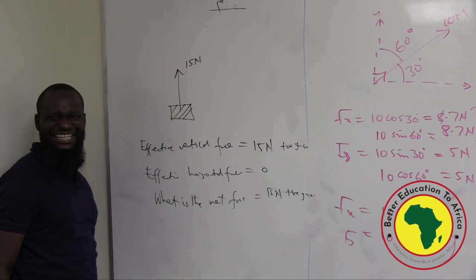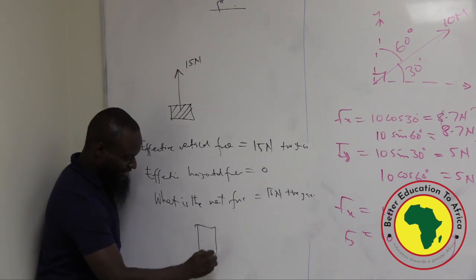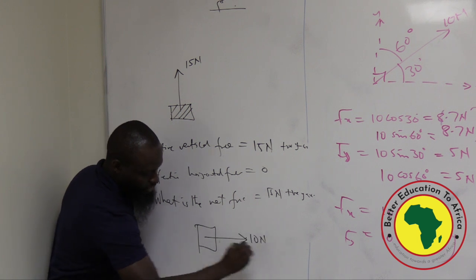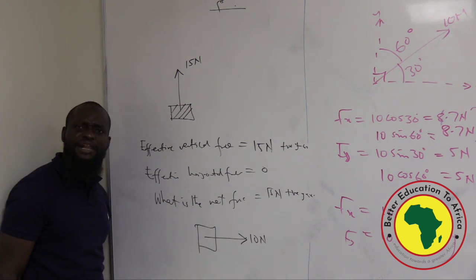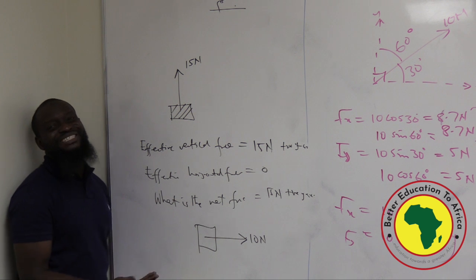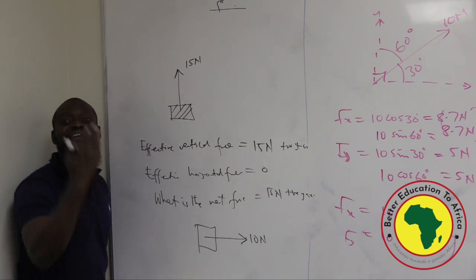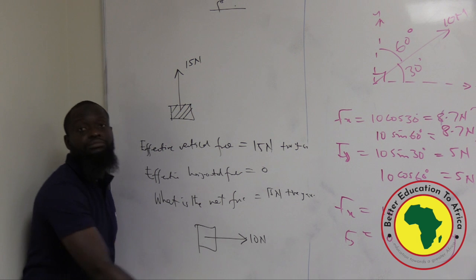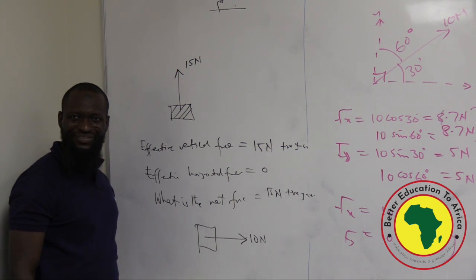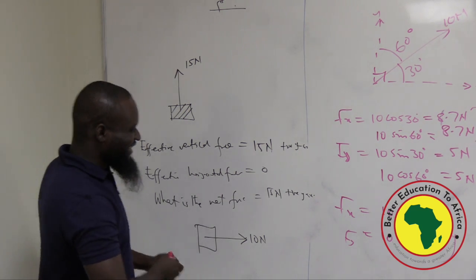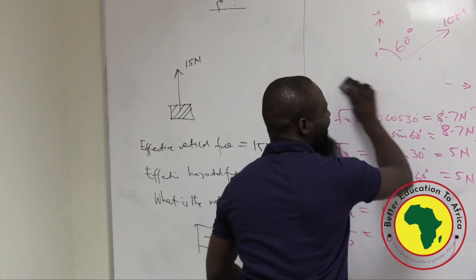Is that okay? The same thing if I put like this, a force of 10 Newton acting along the horizontal. What is the effective vertical force? 0. What is the effective horizontal force? 10. What is the effective net force, the total? 10 towards the east. Now, let's visit this again.